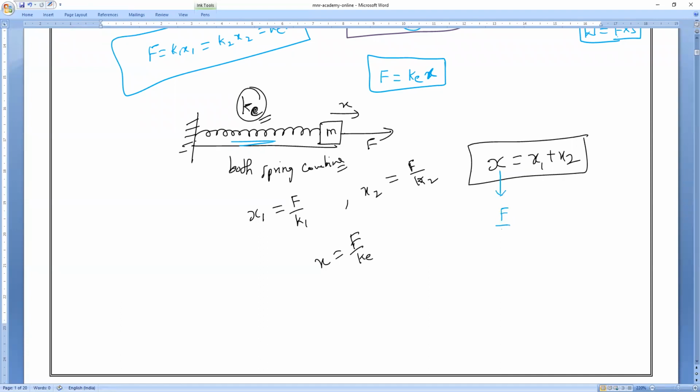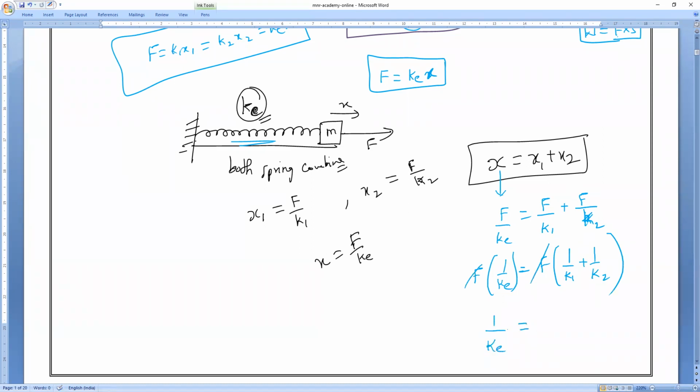X value is F by K equals X1 value, F by K1, plus X2 value, F by K2. So F is common. I'll write 1 by Ke is equal to F is common, 1 by K1 plus 1 by K2. F will get cancelled. So 1 by equivalent spring constant is equal to 1 by spring constant of first spring plus 1 by spring constant of second spring. This is the series connection, when the two springs are connected in series. So this is the formula for the equivalent spring constant.